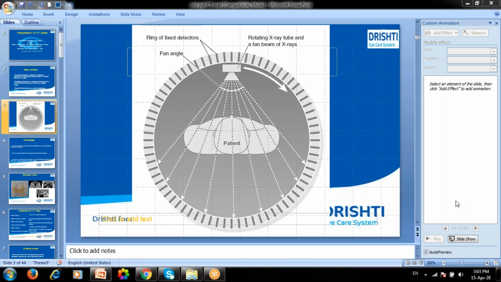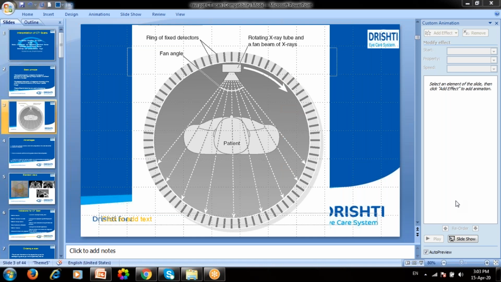So for a pregnant lady, it cannot be done. I think everyone knows, right? So it has a few side effects also. So while prescribing a CT scan, you need to be very clear why you want the CT scan to be done.